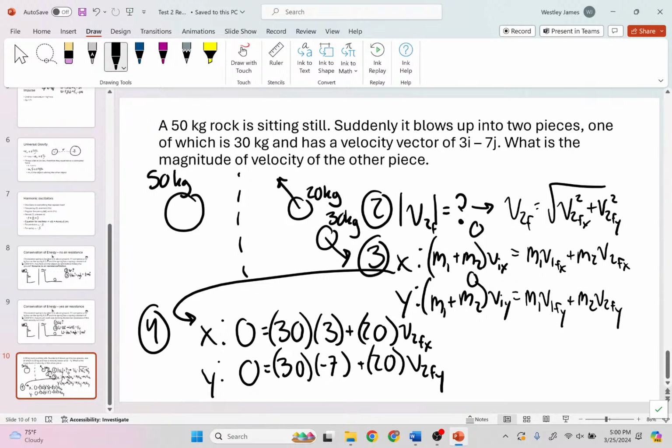So, this problem encapsulates, can you imagine what's going on? Can you set up a conservation of momentum problem? Do you remember that you have to split into x and y? That's the key concept here.